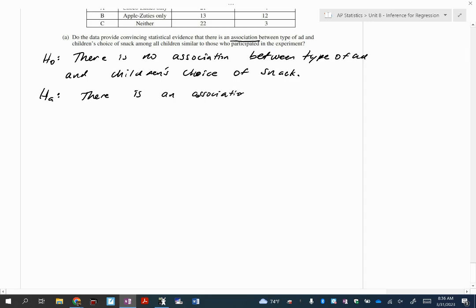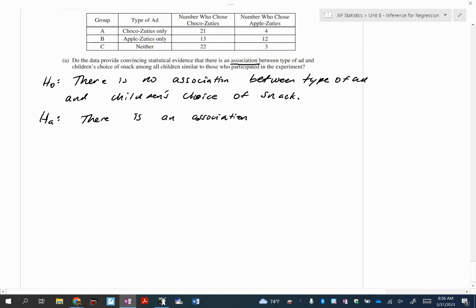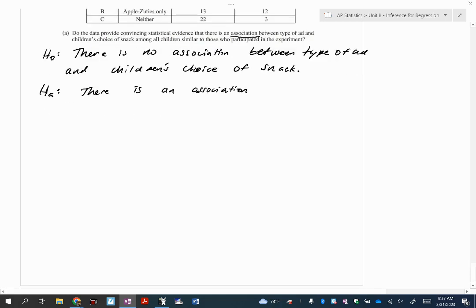Now you'll notice in this table, it's a two-way table. So that rules out goodness of fit. You could run a test for homogeneity here. I'm going to run a test for independence because of that phrase, is there an association? But it's okay if you decide that this is a homogeneous test, that's fine too. But ultimately, since these are both categorical variables, the ad that they watched and their choice of snack, none of that is quantitative.